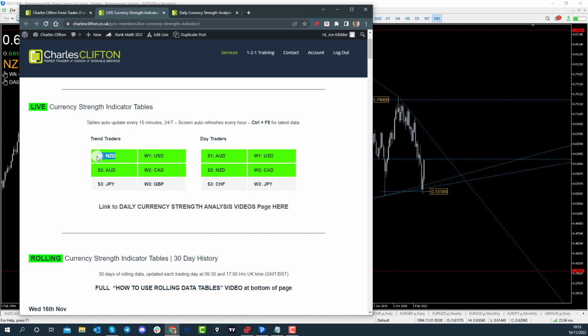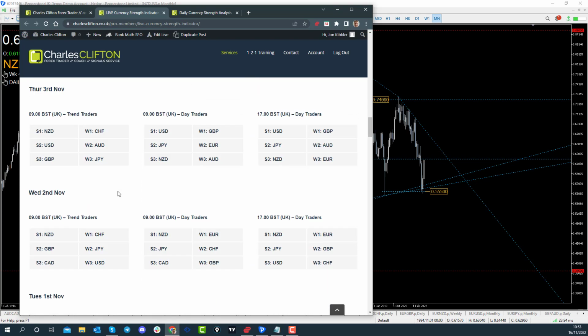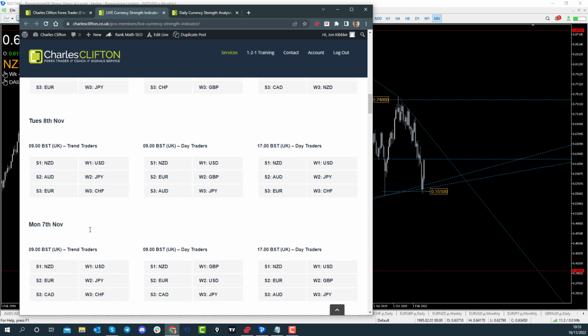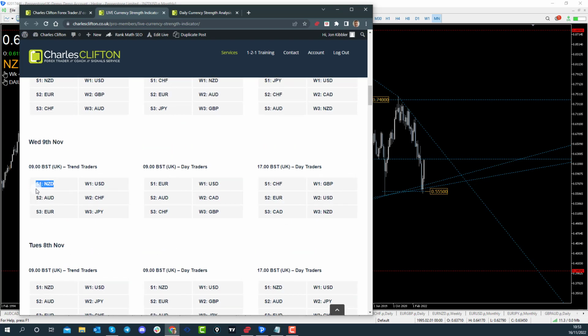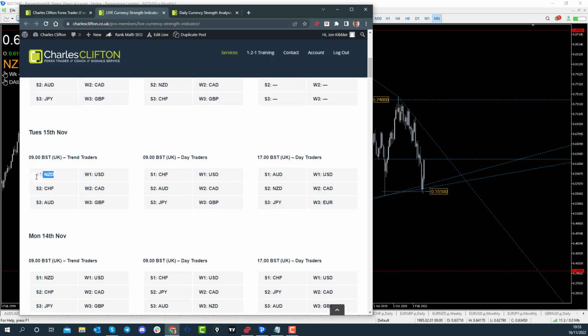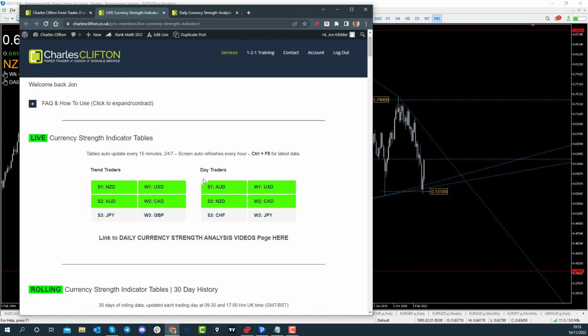Now the New Zealand dollar has actually been on the strong side of the live currency strength indicator tables for some time. So if I actually go to the rolling 30-day data and we go all the way back to the 26th of October, you can see that's when New Zealand US dollar first appeared on our trend trader side of things. So we're going to take a look at that and what's happened to price since that point. But you can see that it's been on our tables for some time. Kiwi in particular has topped the strength side of the trend traders for a number of days now, so it's been quite interesting to see the development there of the New Zealand dollar.